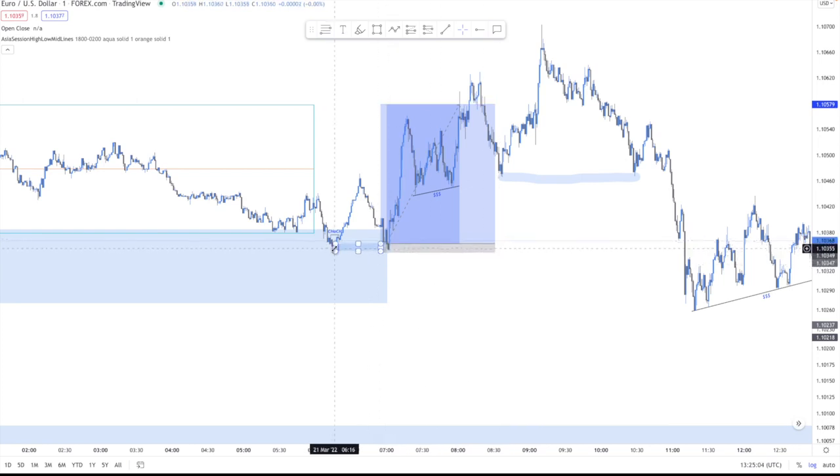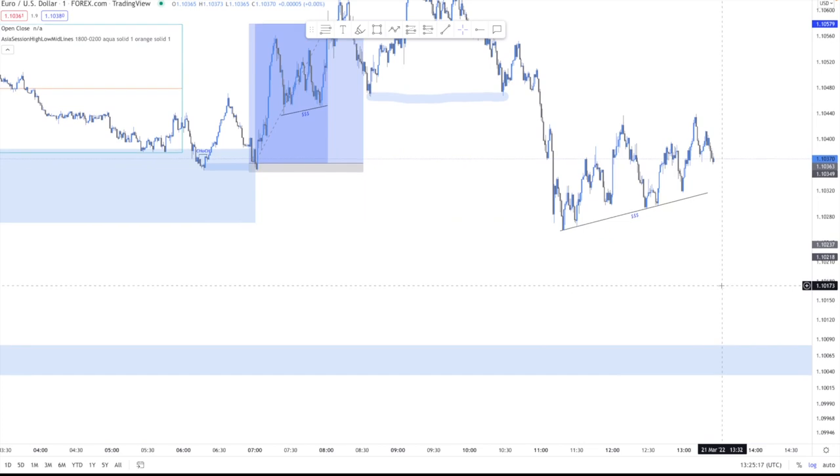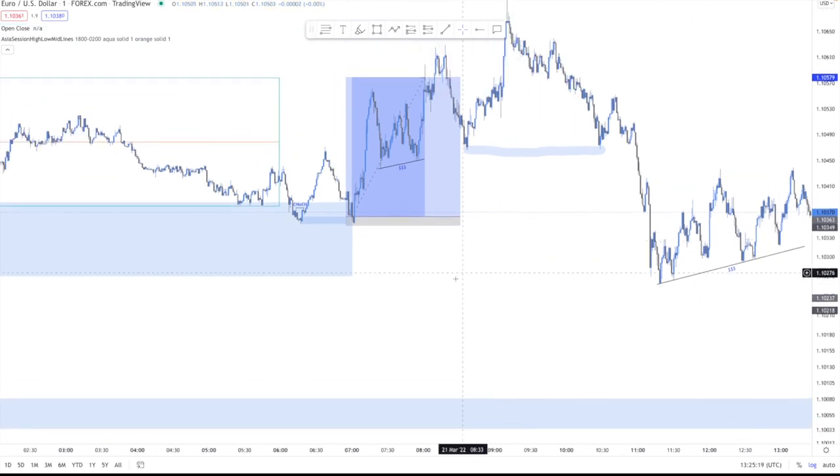This was the London Open, as it was just after the Asia close. And as you can see, price pushes down, takes the liquidity on the London Open and takes the demand from liquidity to push back down to the origin 15 demand.